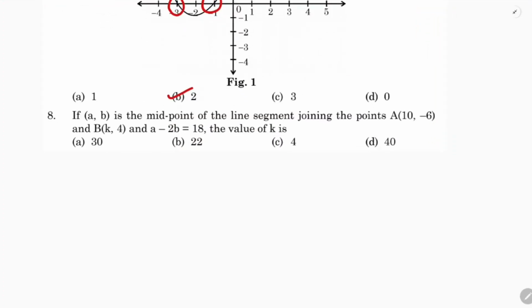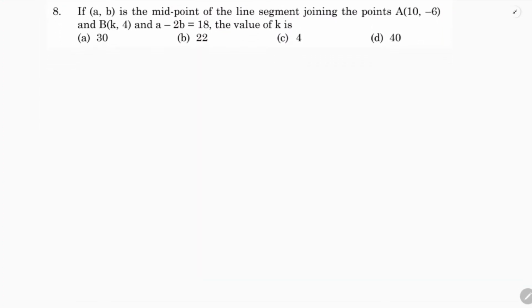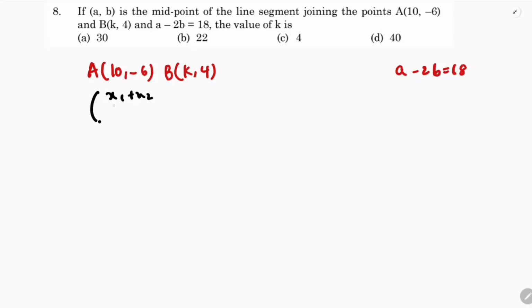Next one: if (a, b) is the midpoint of the line segment joining the points (10, minus 6) and (k, 4), and a minus 2b is 18, we need to find the value of k. Okay, so the midpoint formula is (x1 plus x2) by 2, (y1 plus y2) by 2, and the value is (a, b).